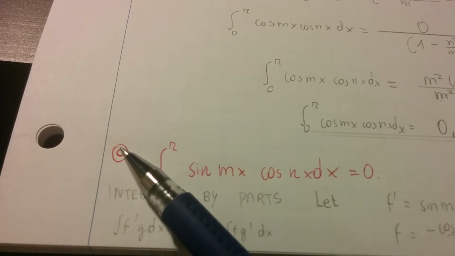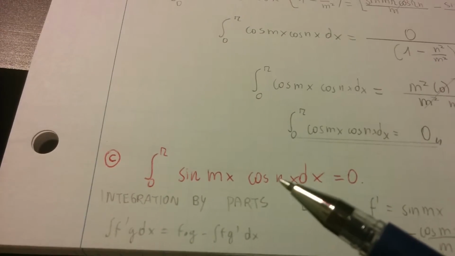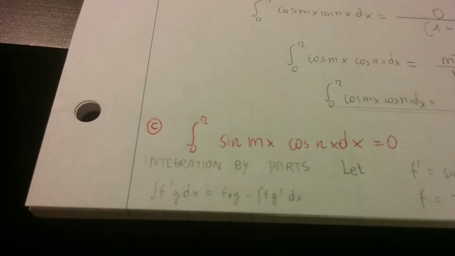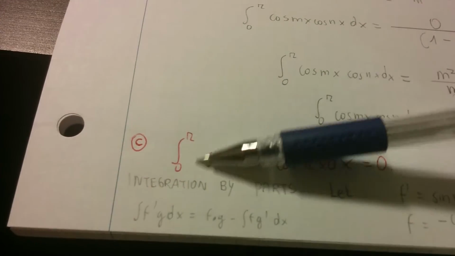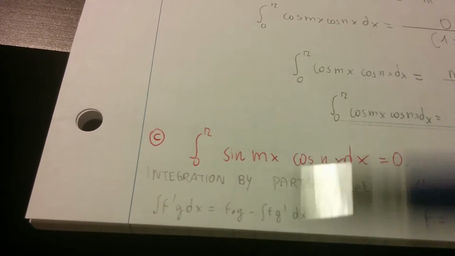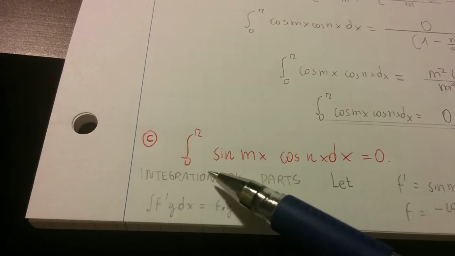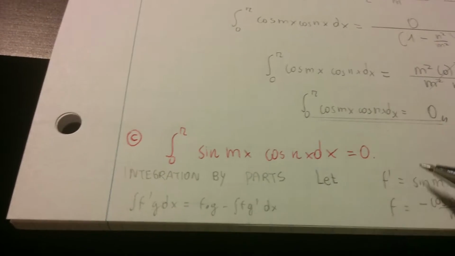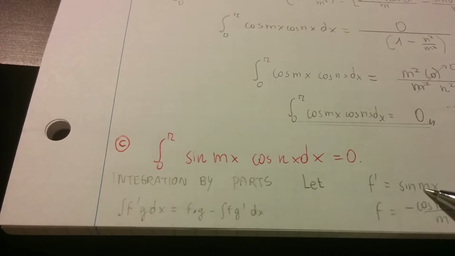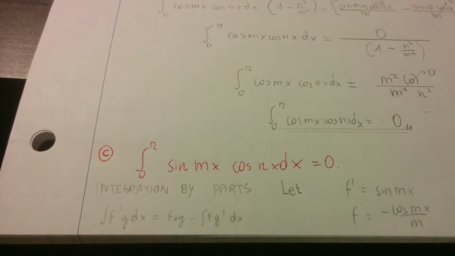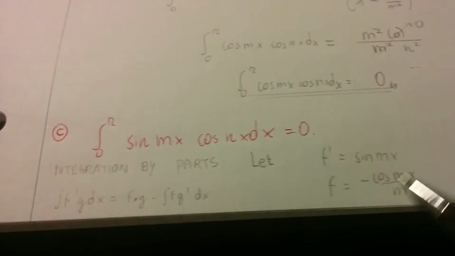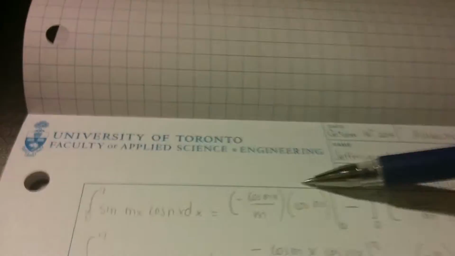Okay, so let's move on to the third one, which is the number c. So the number c is the same. It says the integral between 0 to pi of our function. We apply the integration by parts. We choose one of the functions to be the derivative. Another one will be the function g. And then we have these coefficients and the constant.